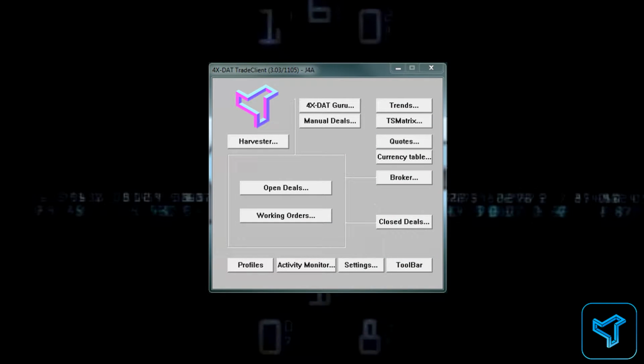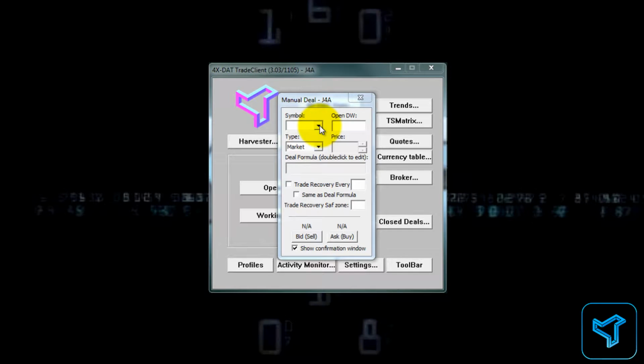Now that we've developed a sense of what's happening in the market and have decided on a currency pair we'd like to trade, we have the option of manually executing a trade or building a complex trading strategy. Let's suppose we simply want to buy or short sell a pair in a simple transaction. In this case, we'll open the Manual Deals module to execute our trade.